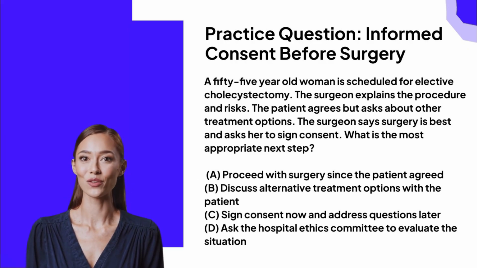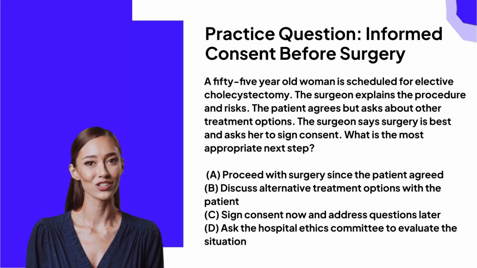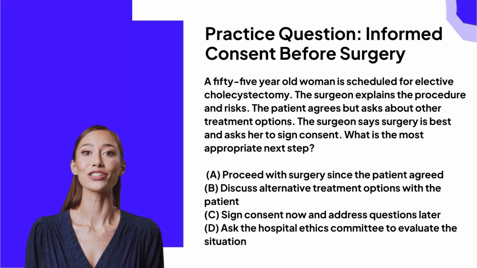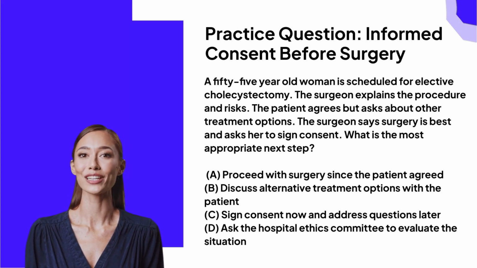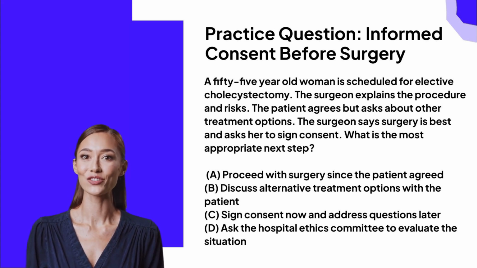A 55-year-old woman is scheduled for an elective cholecystectomy tomorrow. The surgeon explains the procedure and its risks. The patient agrees to surgery, but then asks if there are other ways to treat her gallstones. The surgeon says surgery is the best option and asks the patient to sign the consent form. What is the most appropriate next step? Take a moment and think about which element of informed consent is missing here.